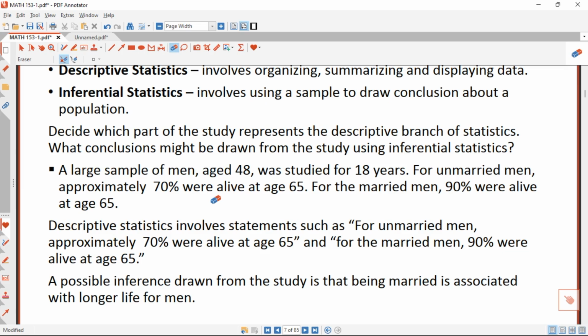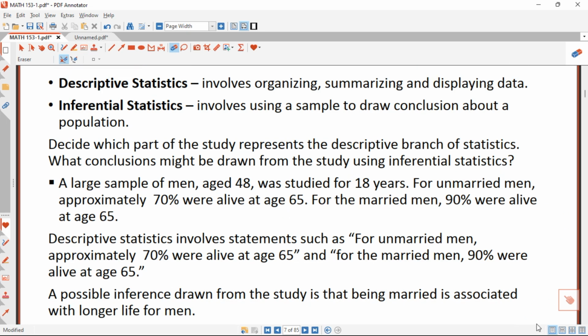So let's visit our worksheet to solve more examples on descriptive statistics and inferential statistics. So let's go to our worksheet.